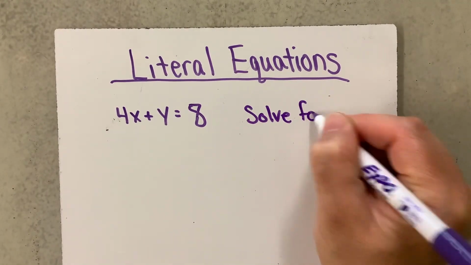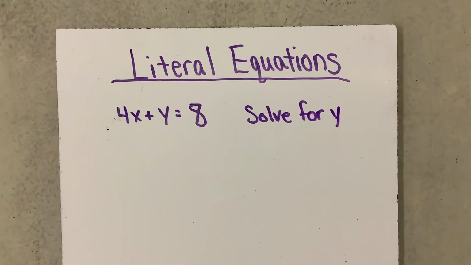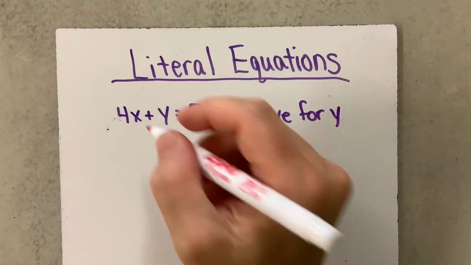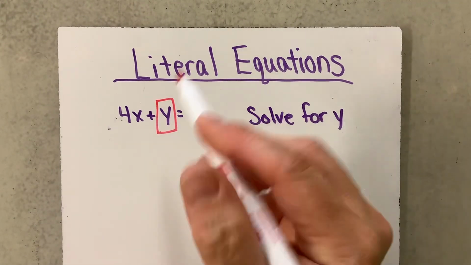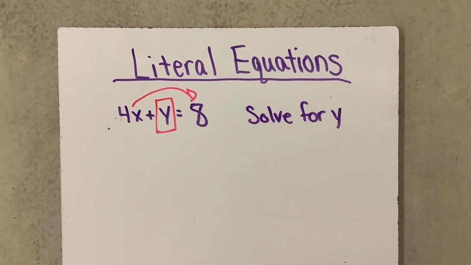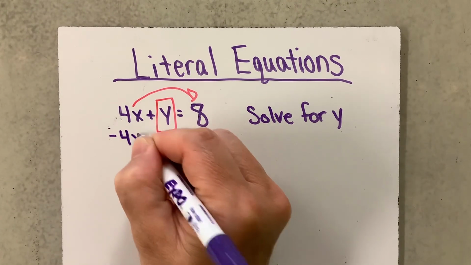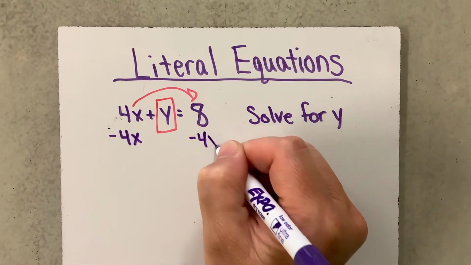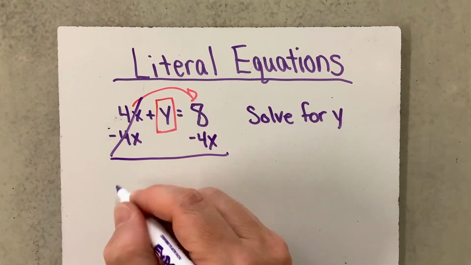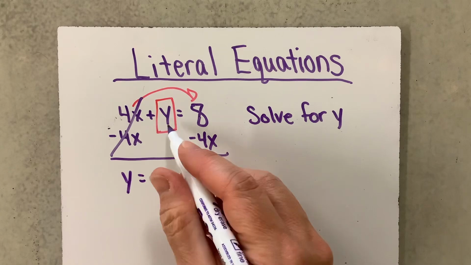Okay. That means everything else has to go to the other side. I want y alone. Everything else is going to the other side. Okay, so we know how to do that. We do the inverse. Okay. That leaves me with y equals.